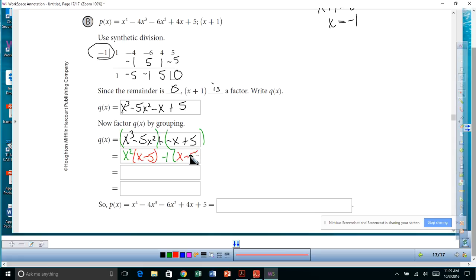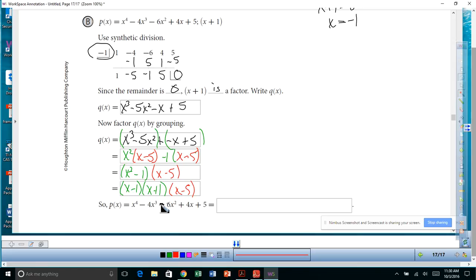x minus 5. Notice the 2 in red, they're both the exact same thing. So we have x squared minus 1, x squared minus 1 times x minus 5. Good. X squared minus 1, isn't that a difference of perfect squares? So this is x minus 1 times x plus 1 times x minus 5.